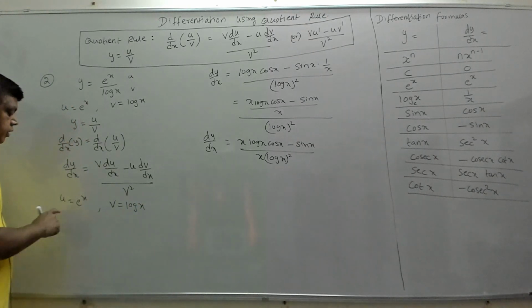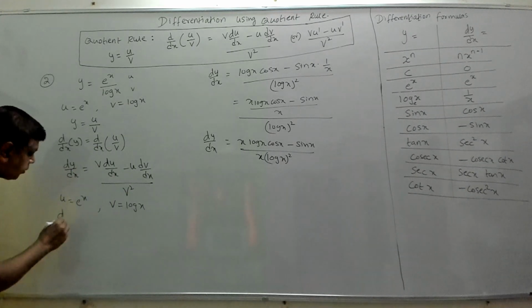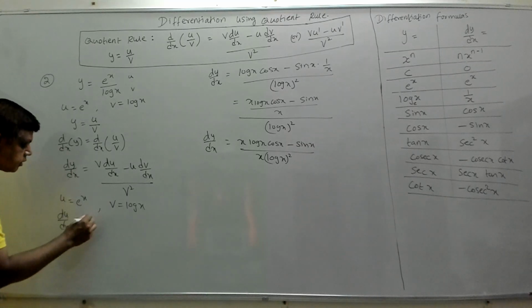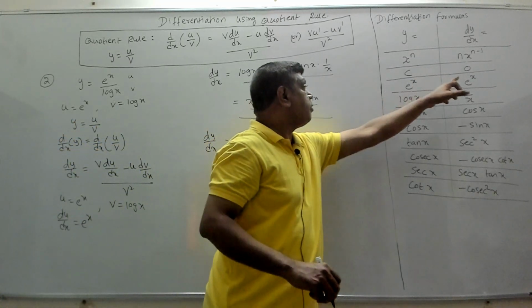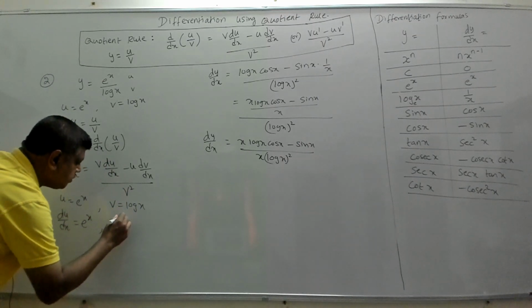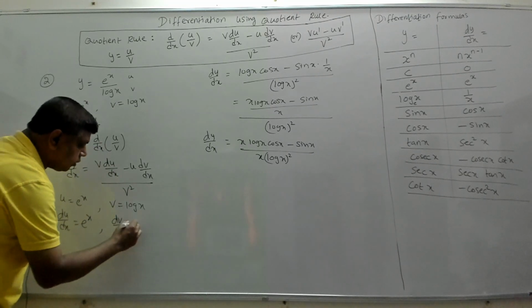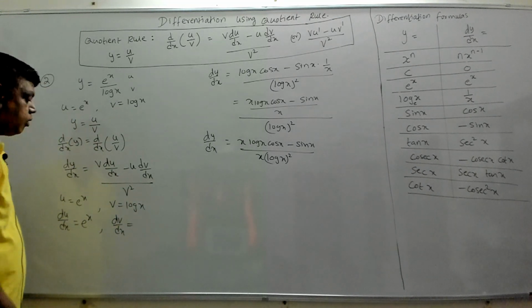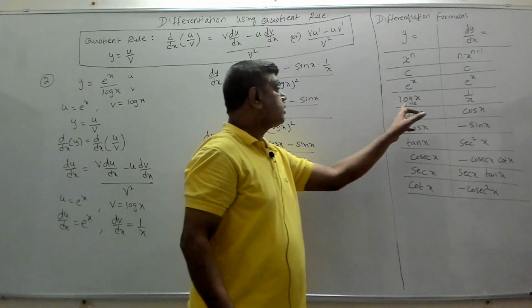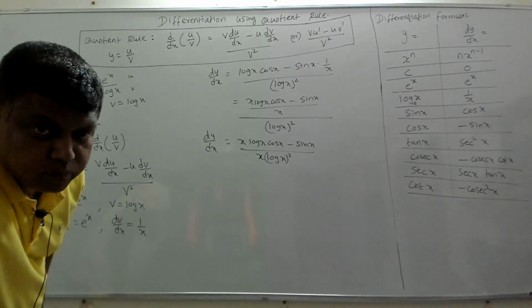Now we should find du by dx, which means we differentiate u with respect to x. Differentiation of e power x is e power x, so du by dx equals e power x. Then differentiating v, dv by dx equals differentiation of log x, which is 1 by x. So now we will substitute.